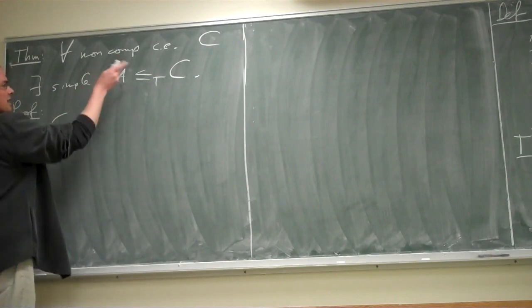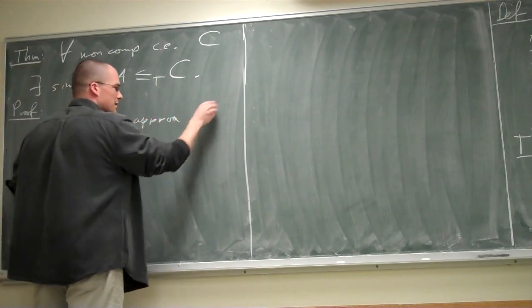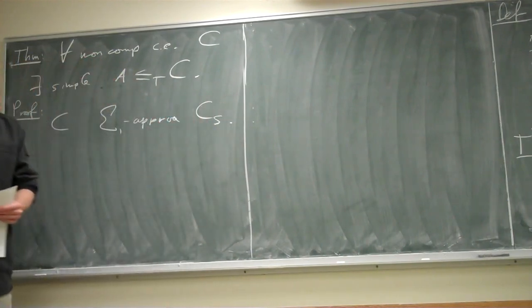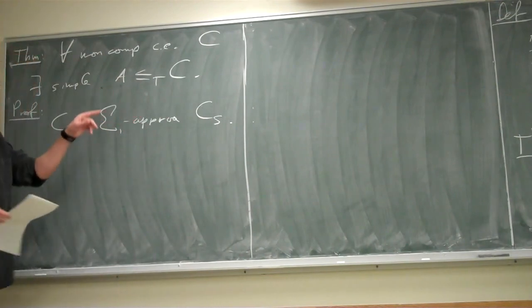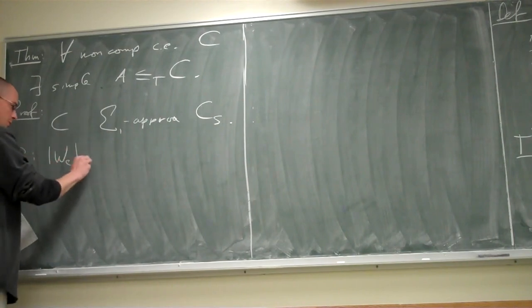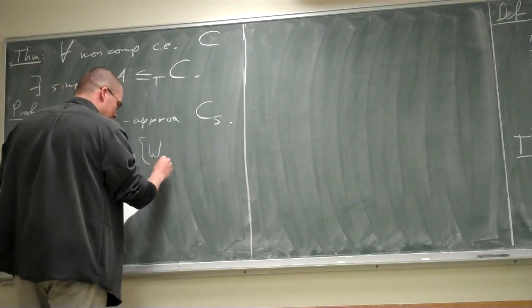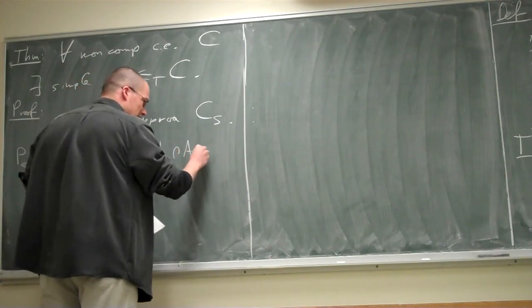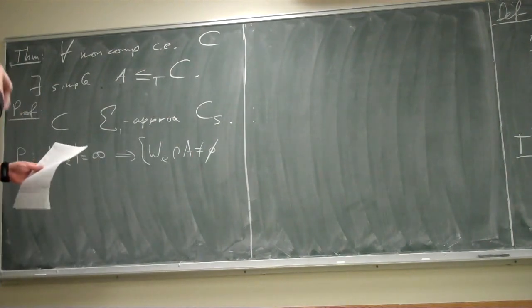First, C is a c.e. set, so it has a Sigma 1 approximation: C_s, a computable increasing sequence of finite sets such that C is the union of all the C_s. And then we're going to build again a simple set, so our requirements should be of the form: if W_e is infinite, then W_e intersect A is going to be non-empty. Those were exactly the requirements we had before.